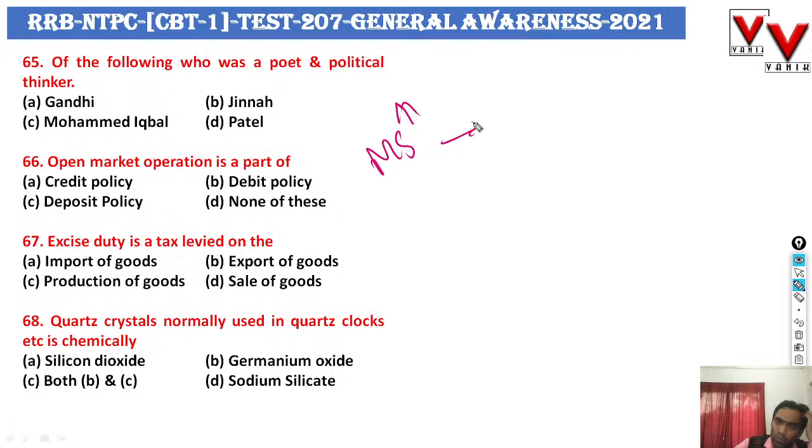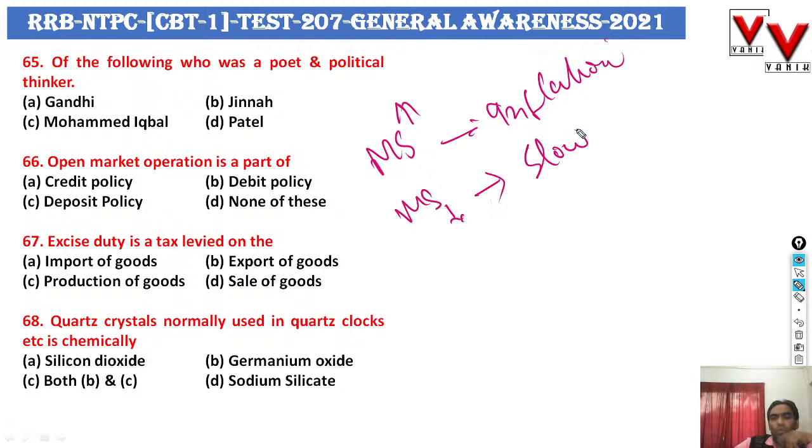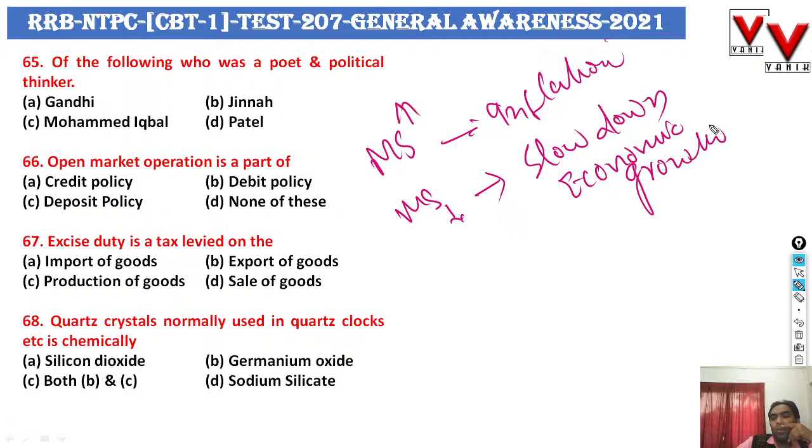Whenever money supply increases, it leads to inflation, and when money supply decreases, it leads to a slowdown in the economic growth rate. So through monetary policy, RBI wants to achieve an adequate money supply in the economy, and for monetary policy there are quantitative tools and qualitative tools.